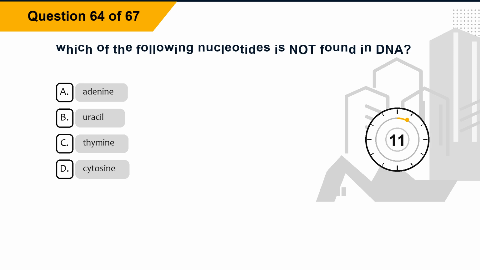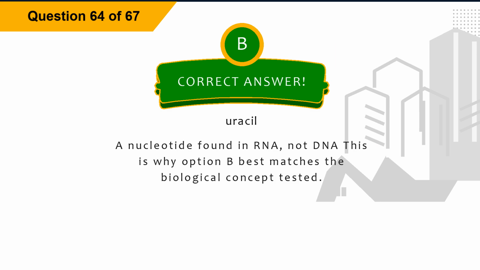Question 64. Which of the following nucleotides is not found in DNA? Option A, adenine. Option B, uracil. Option C, thymine. Option D, cytosine. The correct answer is option B, uracil.